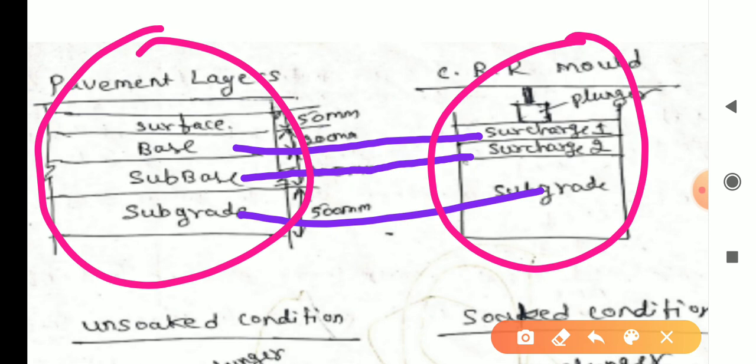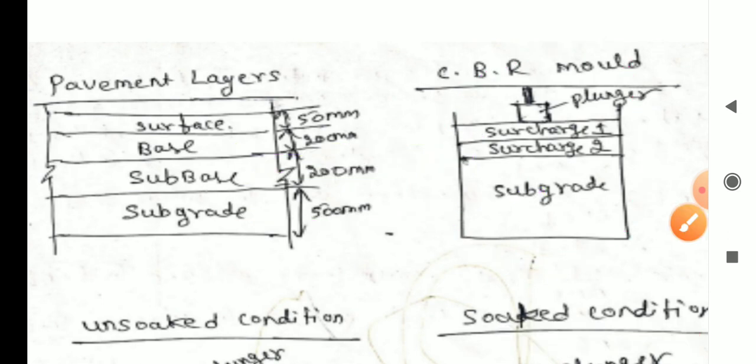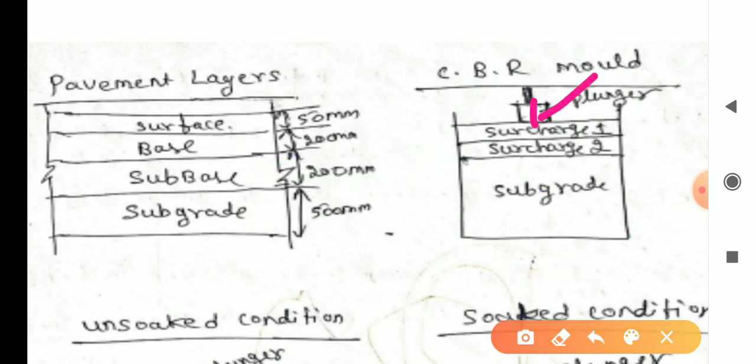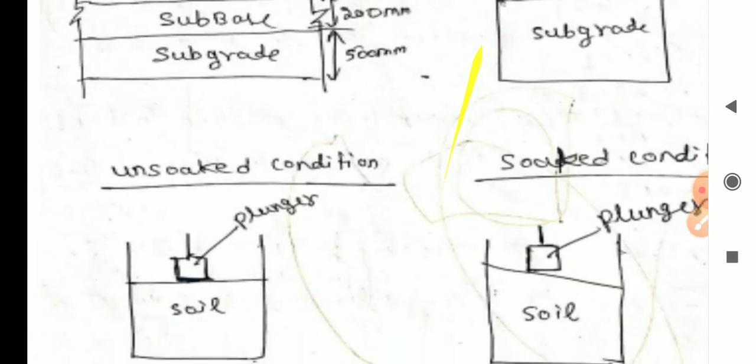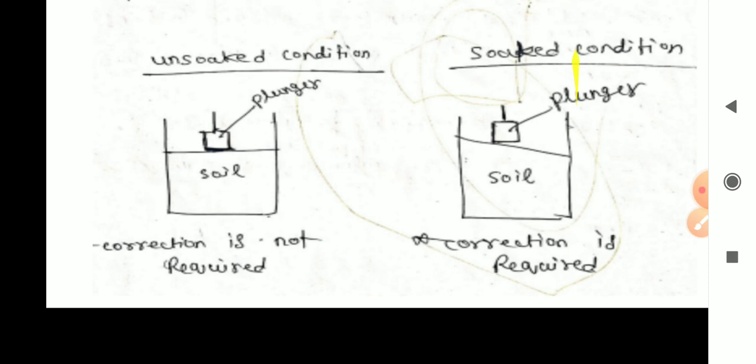We keep it in the loading frame, apply pressure, and note down the penetration. Based on that penetration, we find the CBR percentage. That's why we conduct this experiment. This is the plunger. Here you may have a doubt: for the surface, why are we not placing any surcharge weight? The surface layer thickness is 50 mm, so there is no need to keep any surcharge weight.